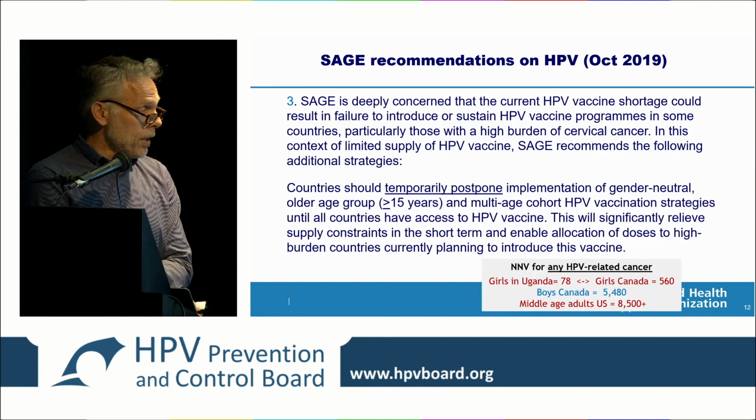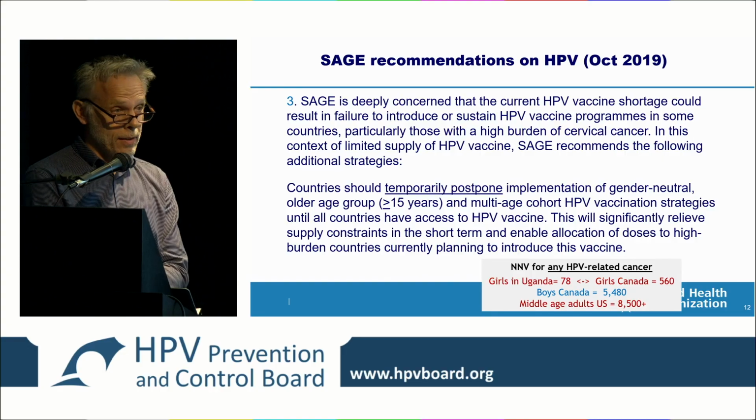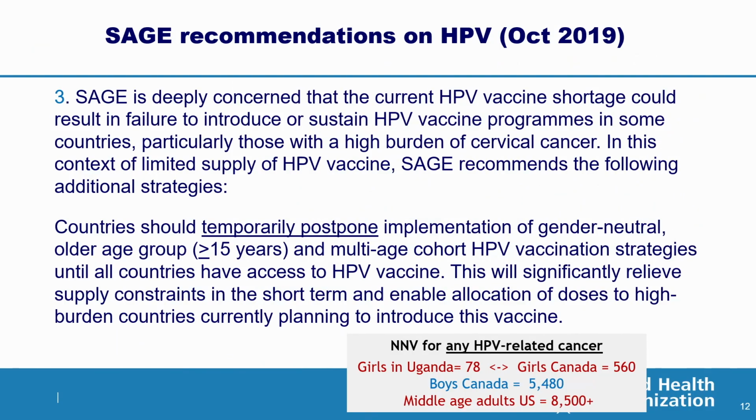And it's partly based on the number of vaccines needed for each girl and each boy. We were given this data: you need 78 vaccinations in Uganda to save one HPV-related cancer. Already 560 in Canada for girls, but for boys it's 10 times more to prevent one cancer, and for middle-aged adults it's even much more than that, over 8,500.